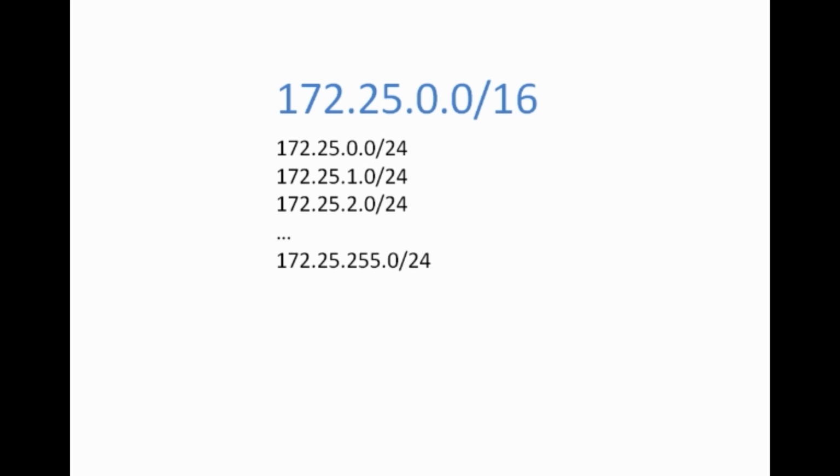172.25.0.0/24, and then for the next subnet, we have a 1 in that third octet, then a 2 in the third octet, and on and on and on. And the last subnet that we create with the 24-bit subnet mask is a 255 in that third octet. This looks hopefully fairly intuitive, and you see what we did. We counted by 1 in the third octet.